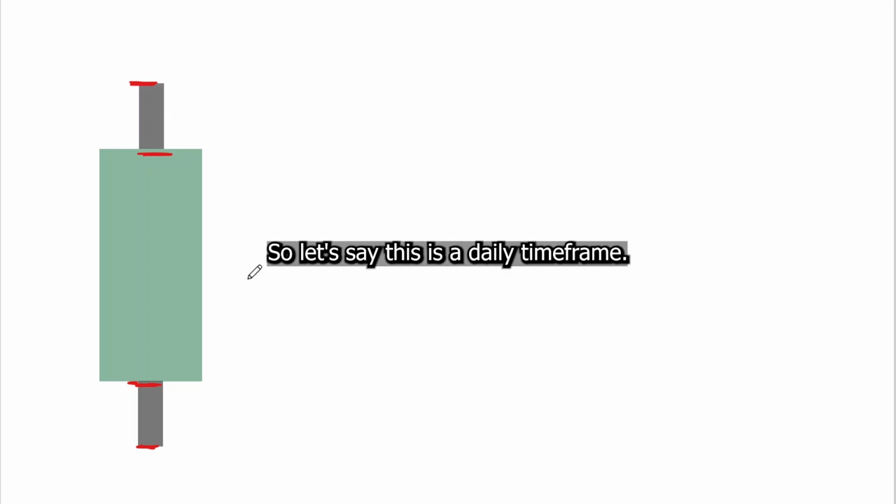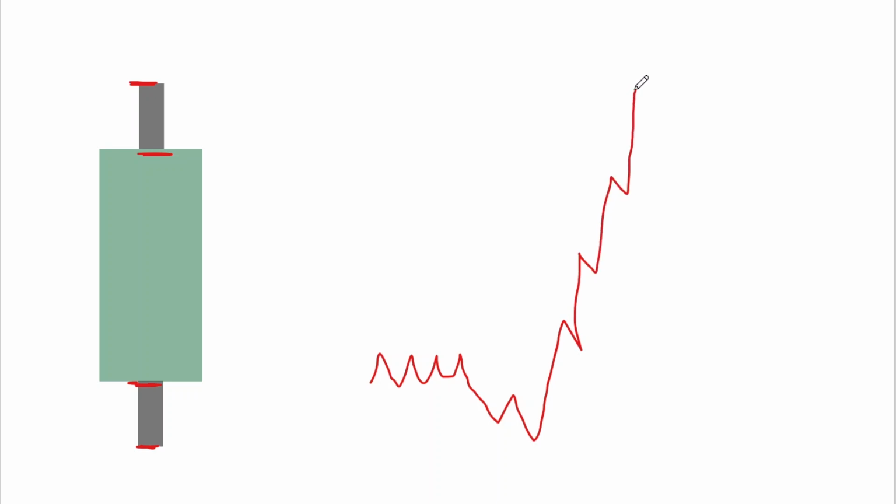So let's say this is a daily time frame. And let's say you go on the 1 hour, and how would this candle look on the 1 hour? So how this candle would look on the 1 hour would be, you would have your open right here. You would have your candle low right here. You would have your candle high right here. And you would have your candle close right here. Same thing. Open, low, high, and candle close.